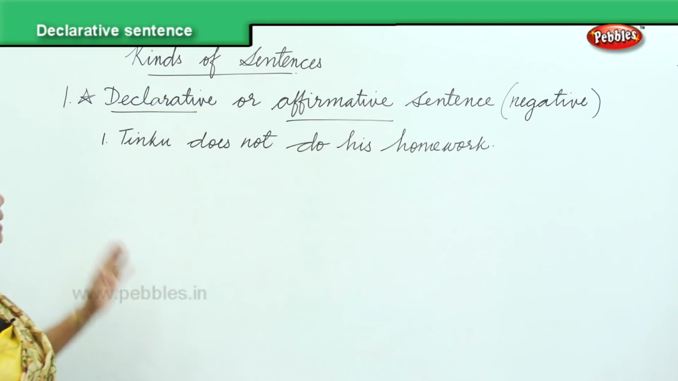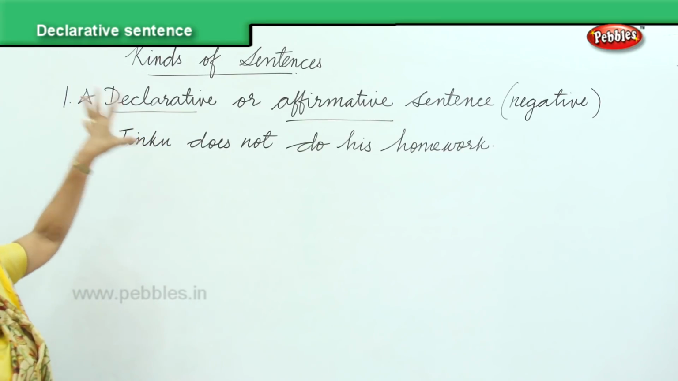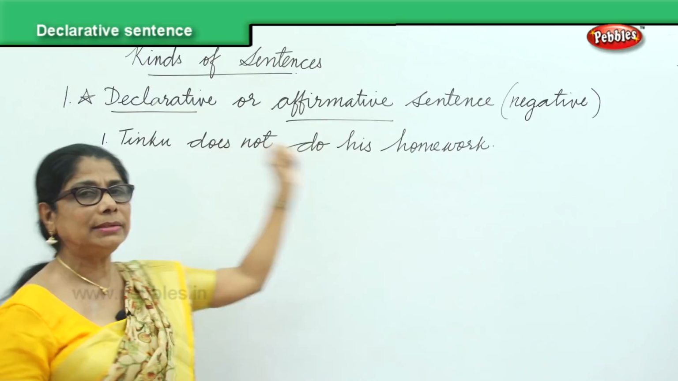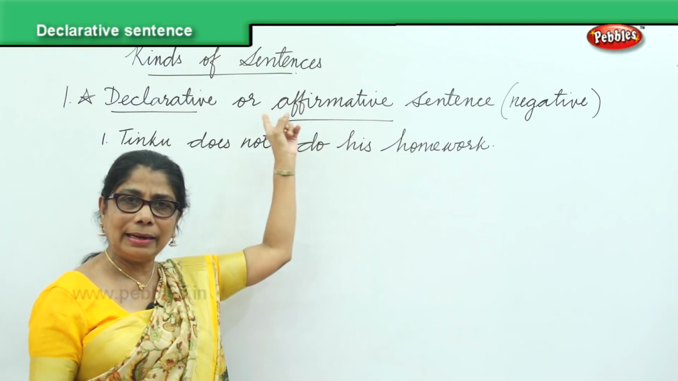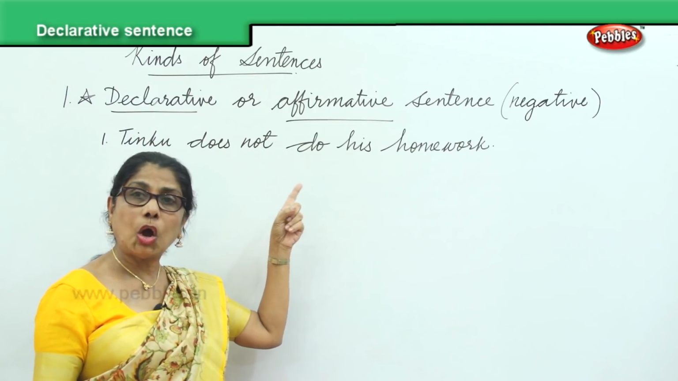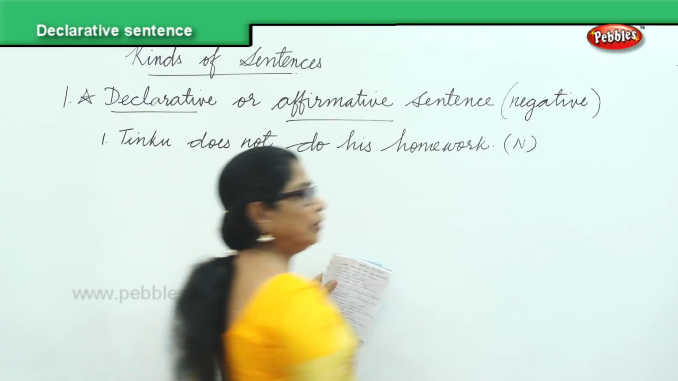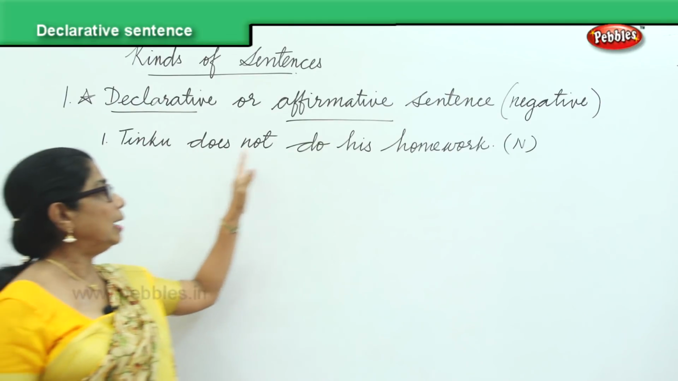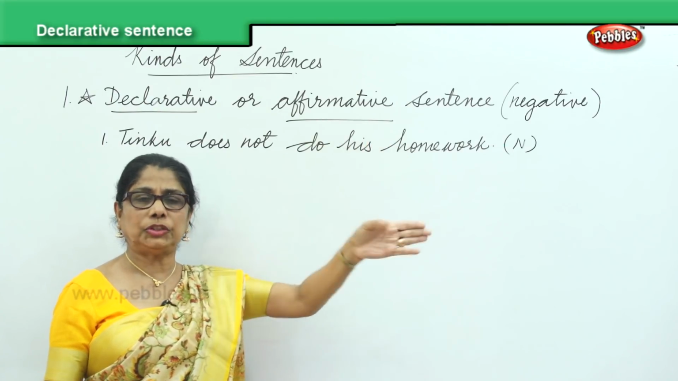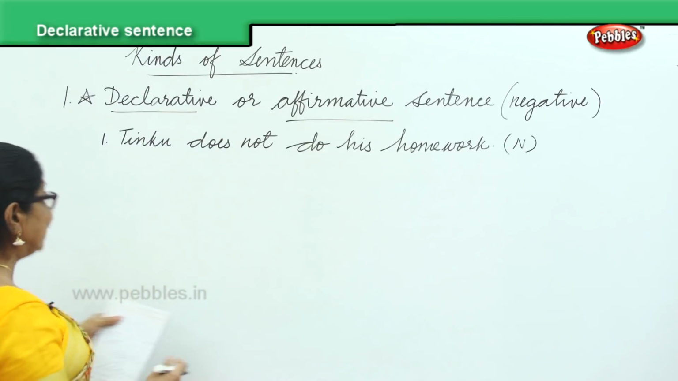Now, what does it declare? It says homework. He does not do. Now, I said declarative. They're declaring Tinku. Yeah, he doesn't do his homework. They're affirming Tinku doesn't do his homework. Now I said declarative, affirmative can be positive or negative. Now is this a negative sentence or a positive sentence? Yes, it is a negative. Now how will we change the negative into positive? Tinku does his homework. It's a declarative or affirmative positive sentence. Tinku does not do his homework. It's a negative sentence.